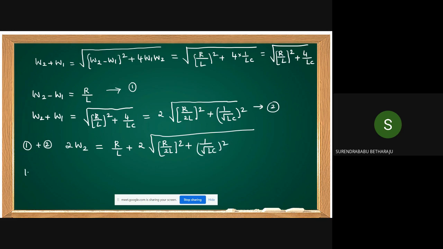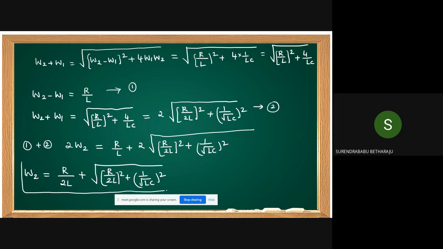Then what is omega 2? This is the expression for omega 2: R by 2L plus, the 2 cancels, square root of R by 2L whole square plus 1 by root LC whole square. Is it okay? Okay, this is omega 2, the upper cutoff frequency I got.